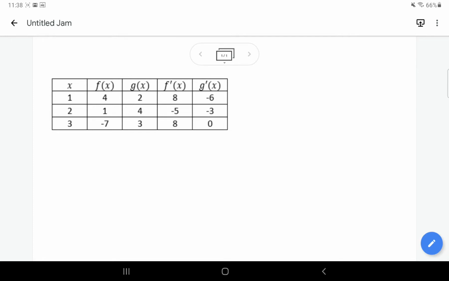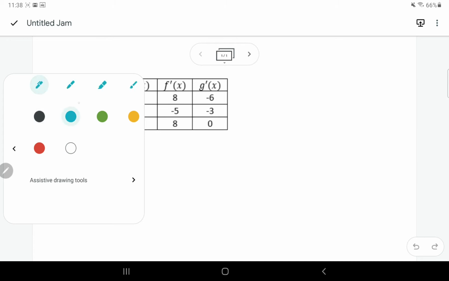Hi folks, I wanted to make a quick video just explaining the formatting on this piece from the Unit 5 test. This is for question number 2. The actual calculus part of the question is not what I want to explain. It's just what this table means and how this table is laid out.